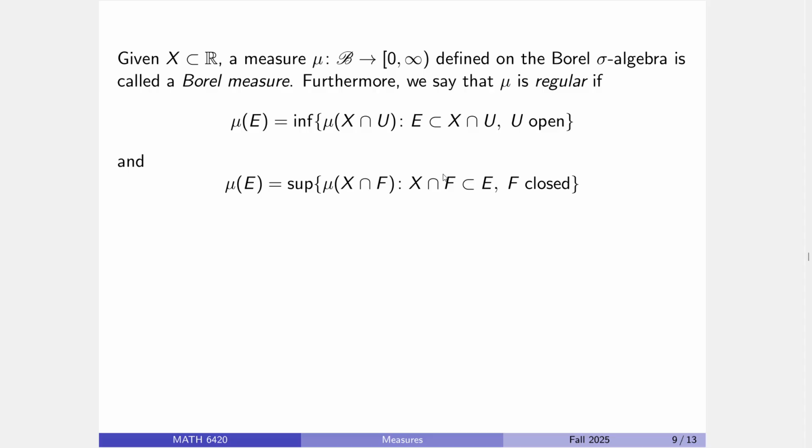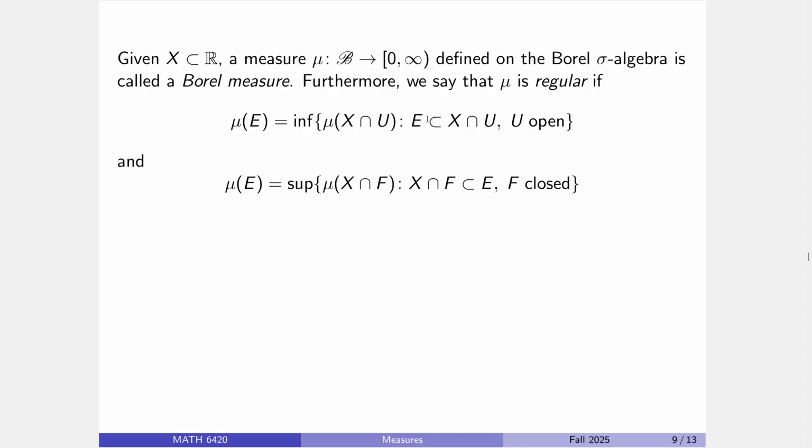Anyway, so what is it? Well, we'll say a measure is regular if the measure of a set has something to do with the open sets, and vice versa, it has something to do with the closed sets, right? These are on the Borel sets, so they have to be related to the intersection of X with open sets. And in particular, we'll say we're regular if the measure of E is the infimum of the measure of all of the open sets that contain E, basically.